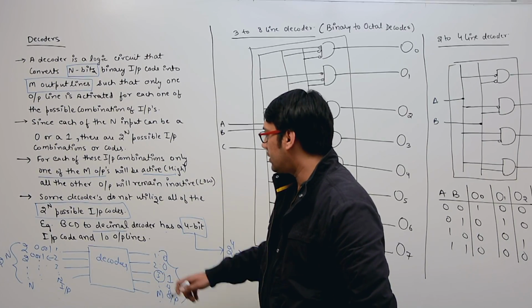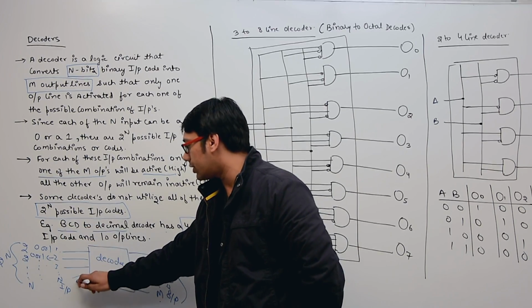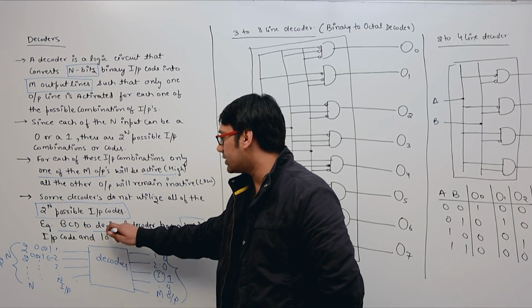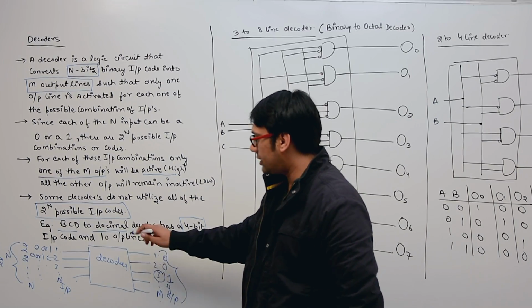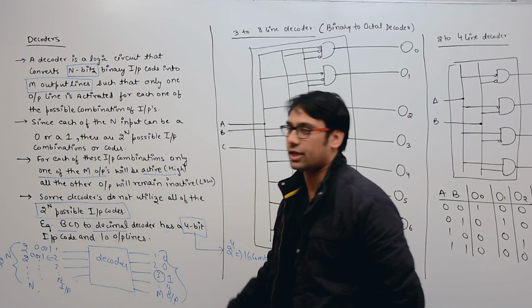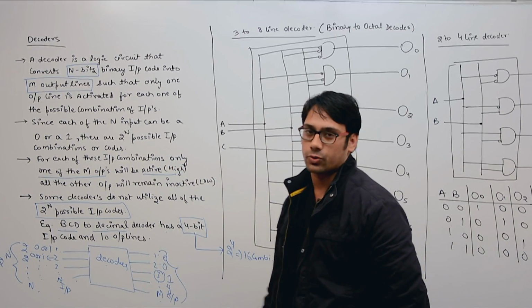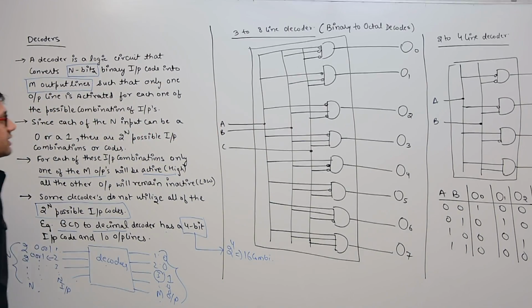So here in this case, for example in a BCD decoder, this BCD code has 4 input lines, and because we are converting that BCD code to a decimal code, we will have 10 output lines. So it is not necessary that for every decoder, if you have n input lines, then you will have 2 raised to power n output lines. You may have m output lines which is not equal to 2 raised to power n.